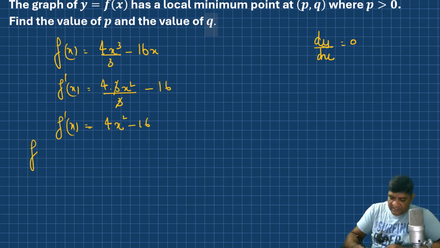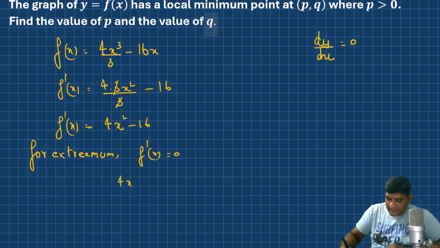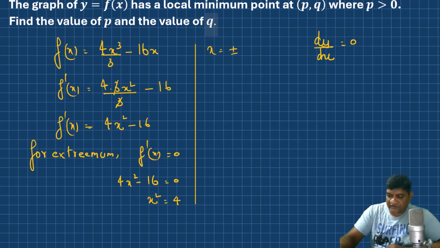And obviously, as I mentioned, for extremum, f dash of x is going to be equal to 0. That means 4x squared minus 16 is equal to 0. So that gives me the value for x squared is equal to 4. Therefore, x is equal to plus or minus 2.